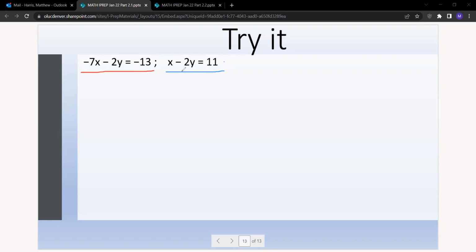Okay, so now we can solve for x. So we have negative 2y. Let's do plus 2y, plus 2y. So we have x is equal to 2y plus 11. So this is our x right now. That's what we can work with. So now let's go ahead and plug this into our other equation.